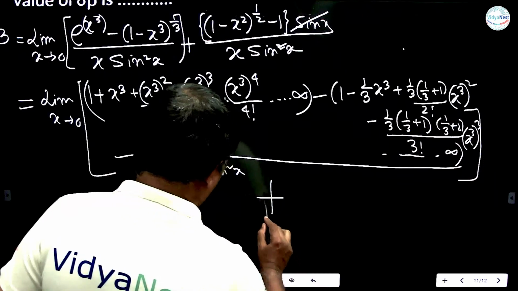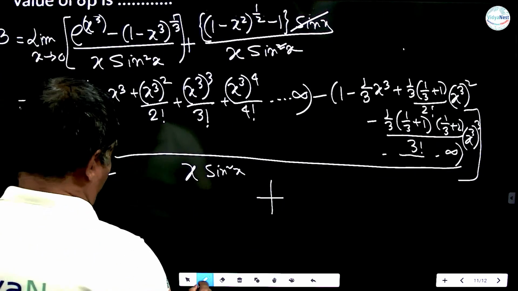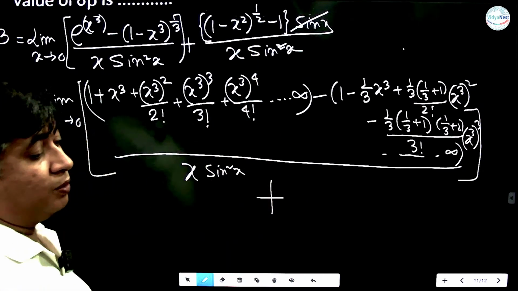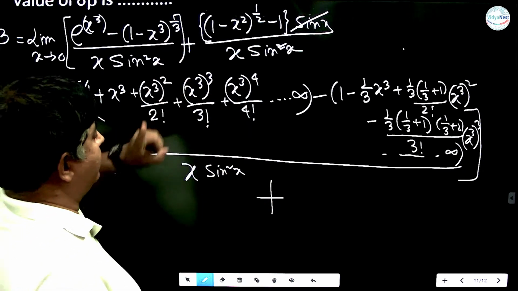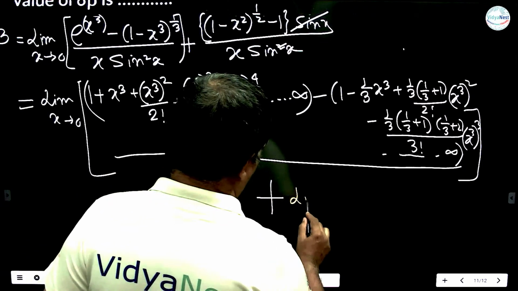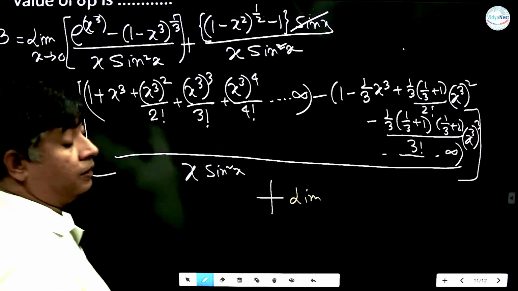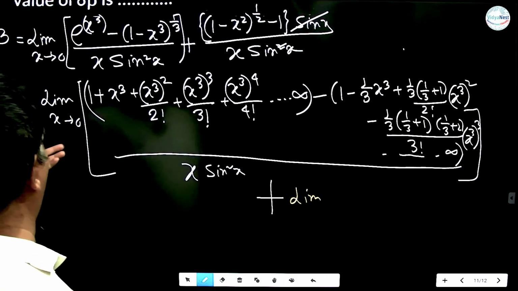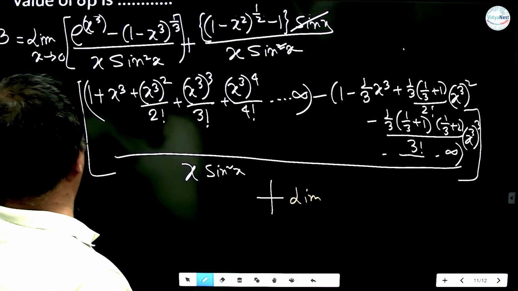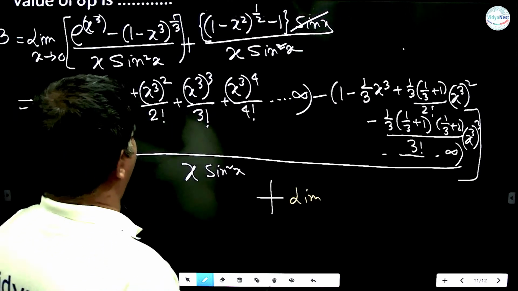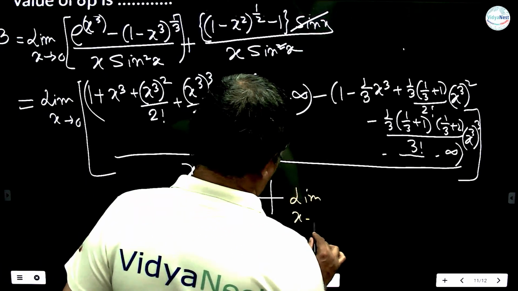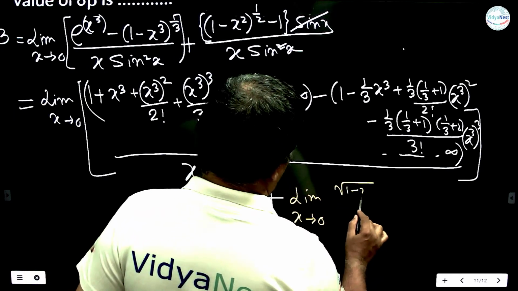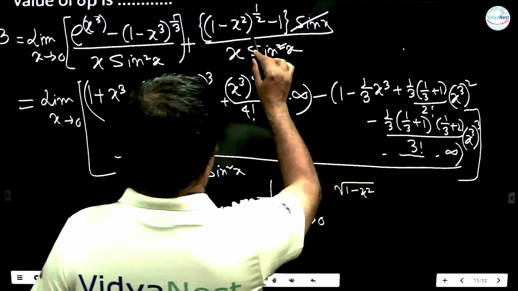Plus c, this to the power half means square root. So it demands rationalization and just following the splitting it into two limits. Limit x tends to 0. Here you see root x minus 1.